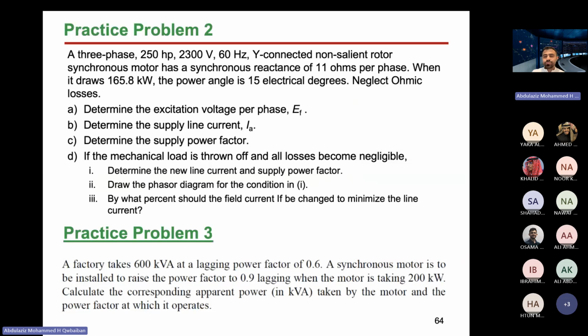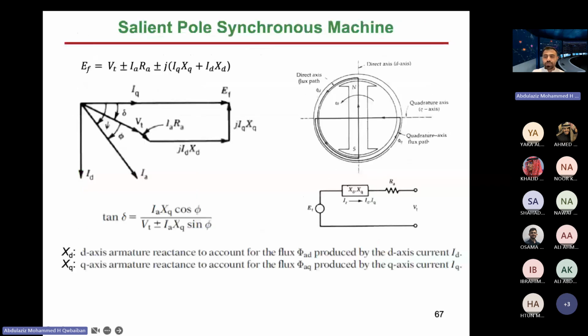Salient pole synchronous machines, correct? So last time I told you that due to the difference between the air gap, we will have two components. The first one is due to the direct axis. The other one is due to the quadrature axis of the flux.